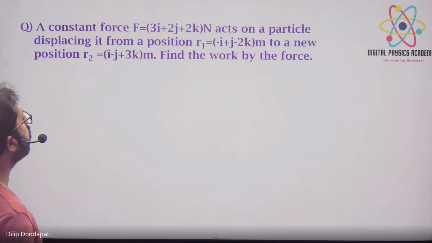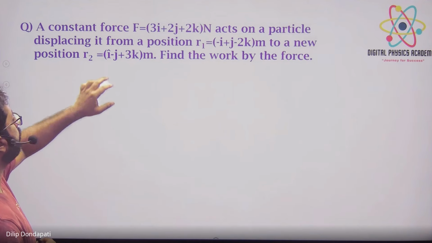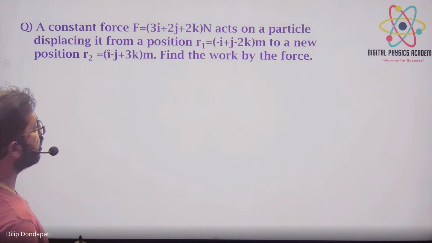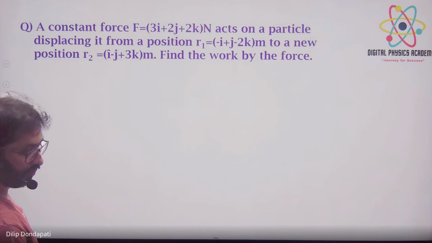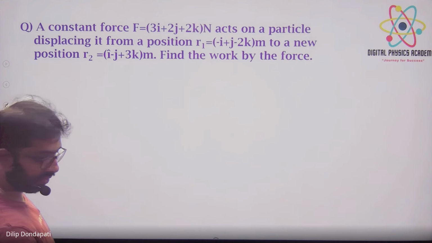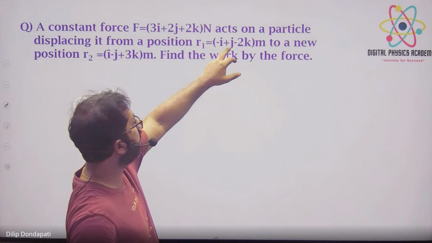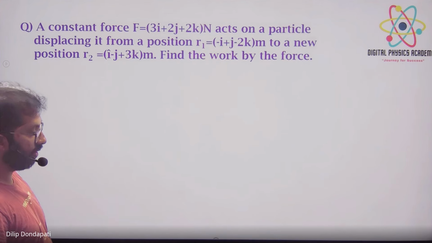A constant force acts on a particle displacing the position from this to the new position. Find the work done by the force. The particle is going from this position vector to this position vector. Sir, is R on minus i or i? Minus i cap plus j cap minus 2k cap. And this is i minus j 3k.